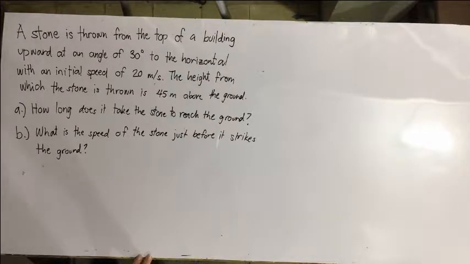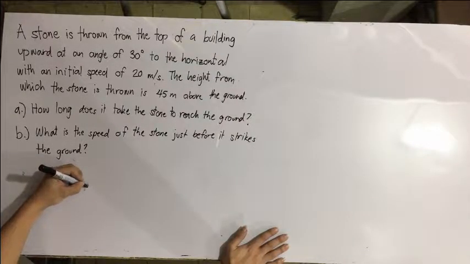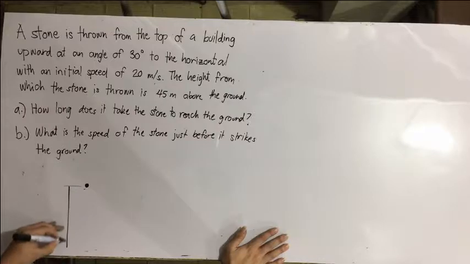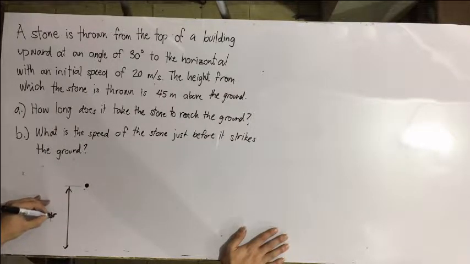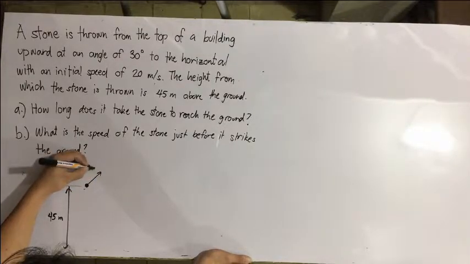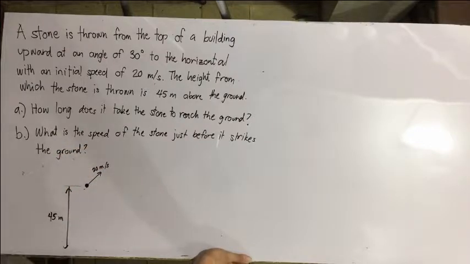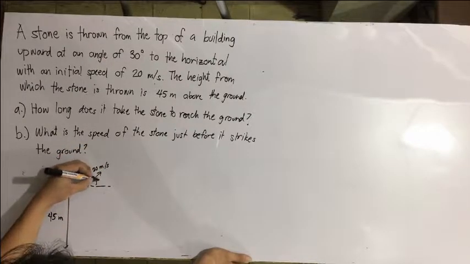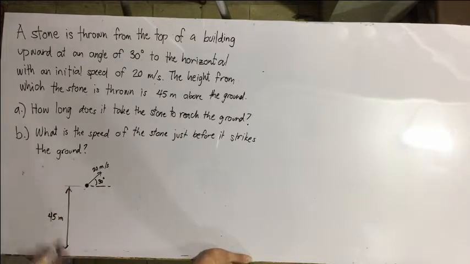So bear in mind that this is a projectile motion problem, and because it is a projectile motion problem, it is always beneficial to the solver to visualize the path of the stone as it is thrown and as it reaches the ground. So let's say this is the stone at initial, and this is say 45 meters above the ground. It is thrown with a speed of 20 meters per second at an angle of 30 degrees from the horizontal.